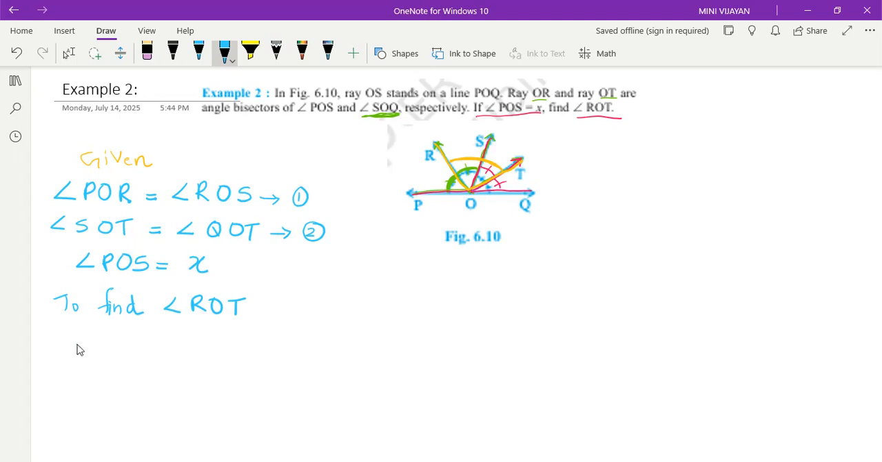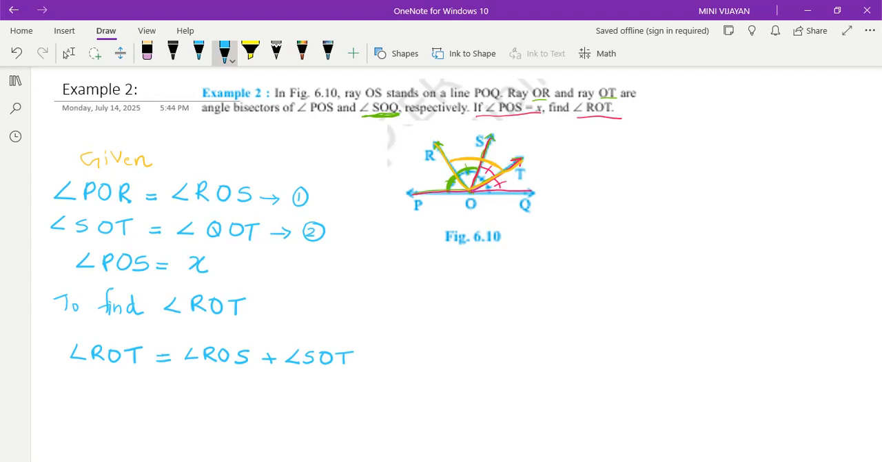Yes, angle ROT is equal to two angles. Those two adjacent angles form this ROT. Which are the two adjacent angles? Angle ROS plus angle SOT. It is clear there. So one green angle over here and one red angle.